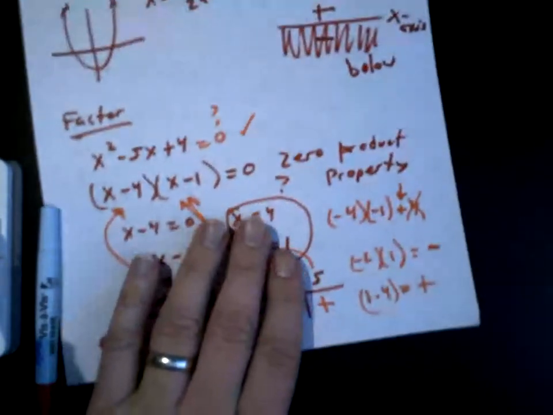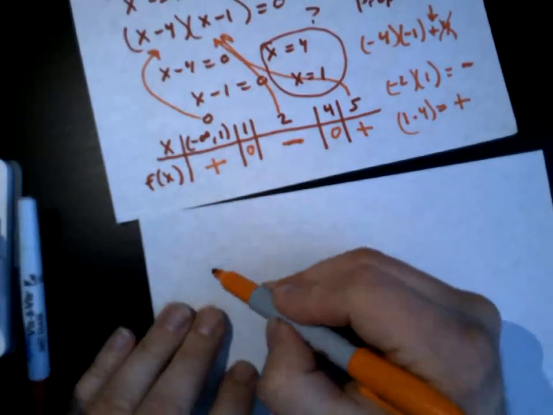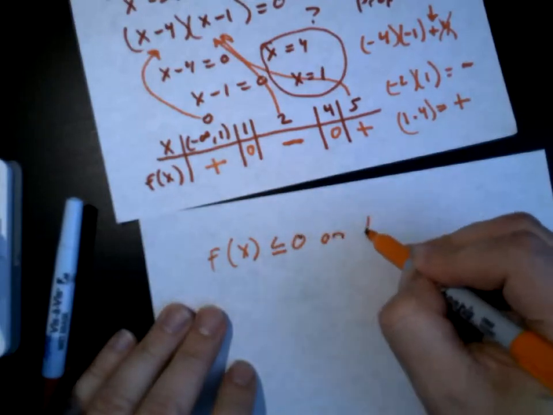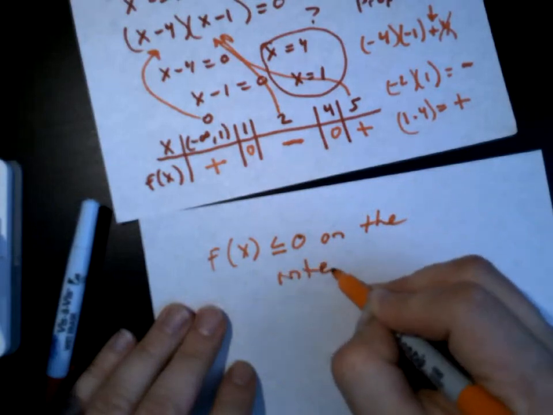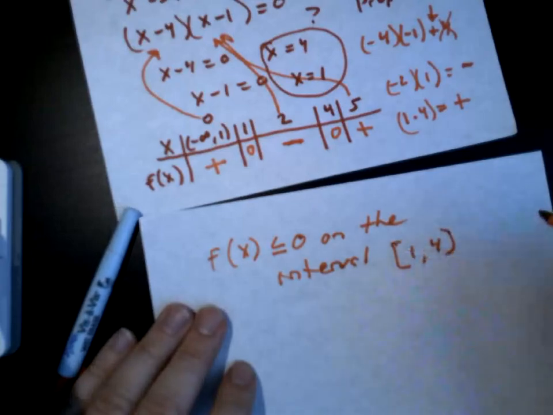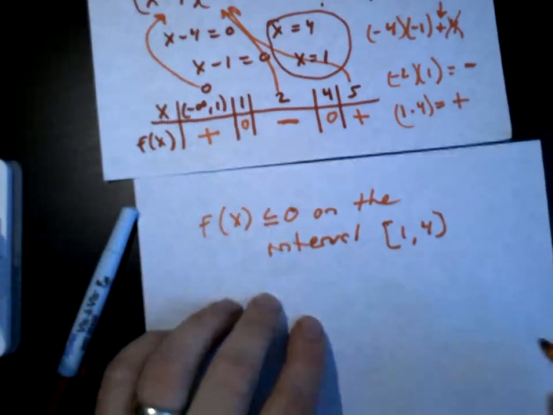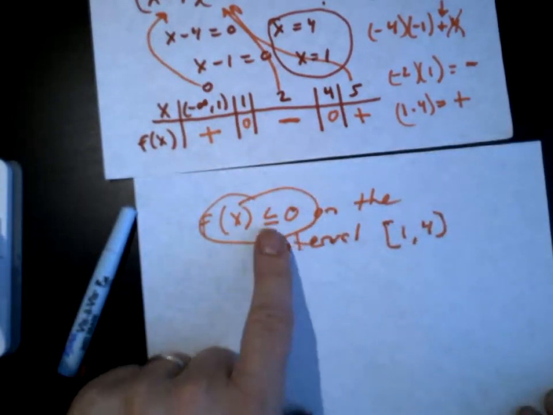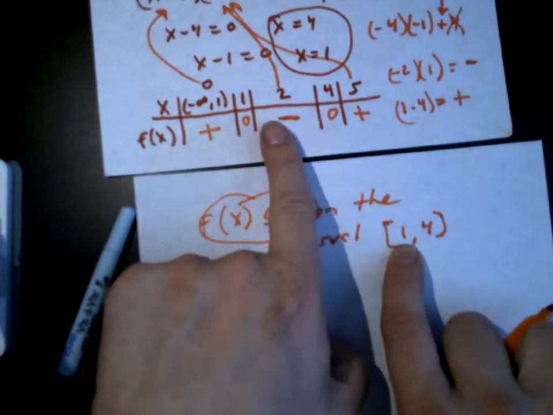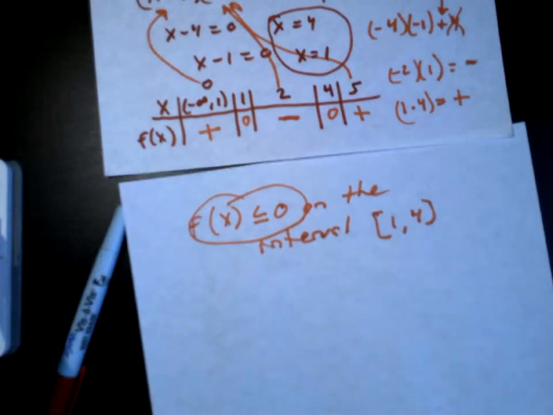So you're going to go back here and write this answer. You're going to say, okay, my function is less than or equal to 0 on the interval 1 to 4. Now you're probably thinking, why are you putting 1 to 4? Remember, I can include 1 because at 1 it's 0. At 4 it's 0. But in between it's less than. So I'm hoping that that's making sense.